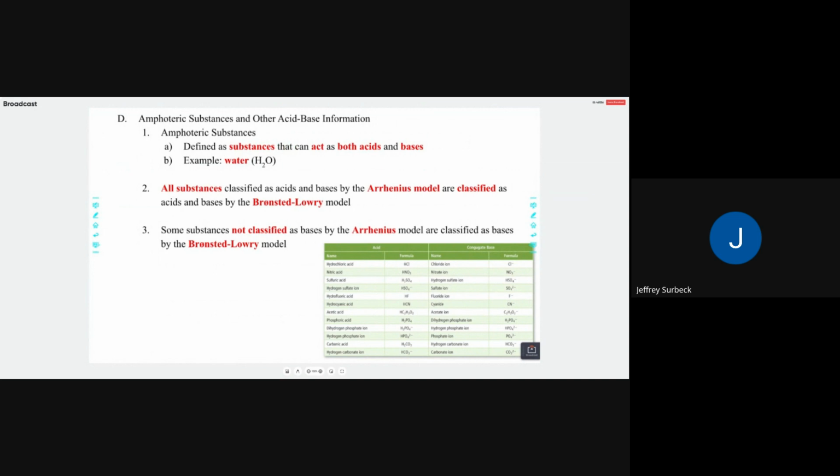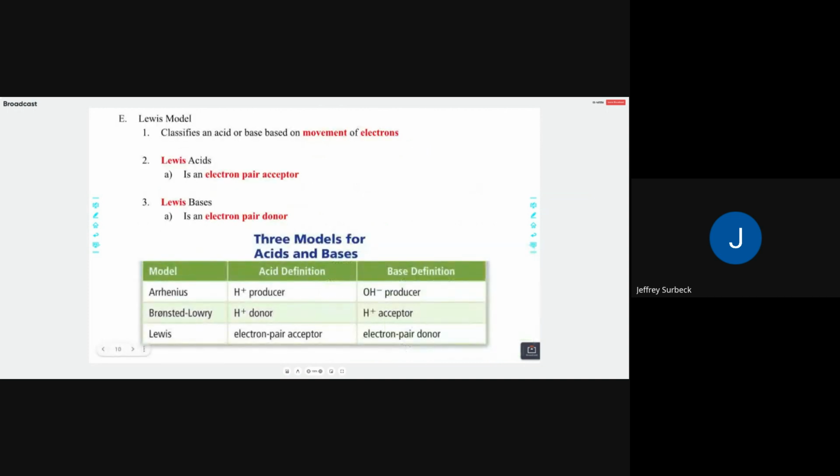Now, there are still other items that cannot be classified as acids or bases, even with the Bronsted-Lowry acid or base name. We have a lot of substances that can, and this is just a small chunk of items that can be classified as a Bronsted acid or base based on the properties that we have. But there are still some things that cannot be classified as a Bronsted-Lowry acid or base. So we have our final model to indicate acids and bases, and that is our Lewis model of acids and bases.